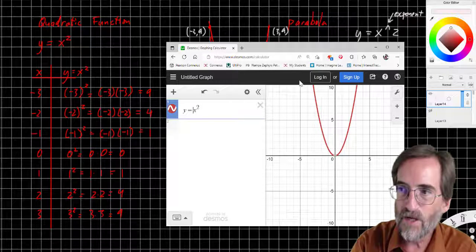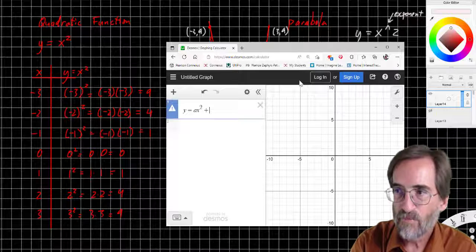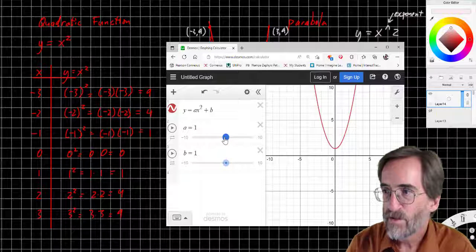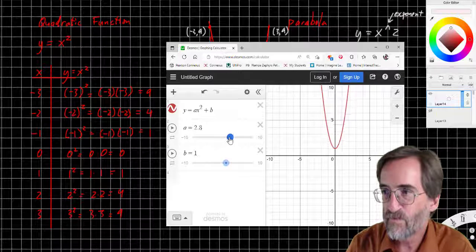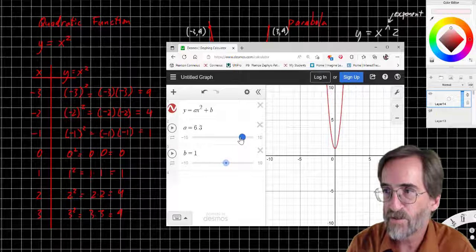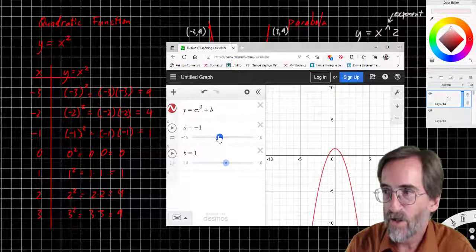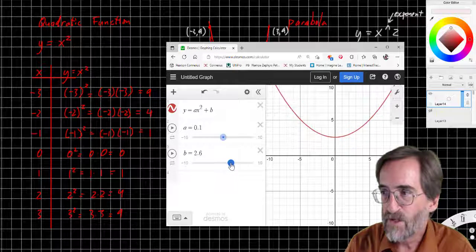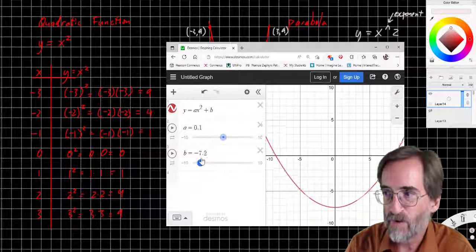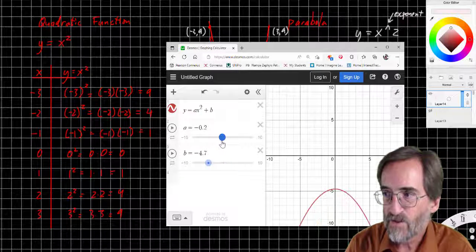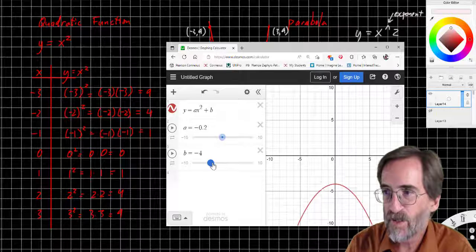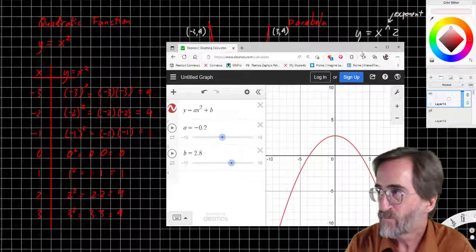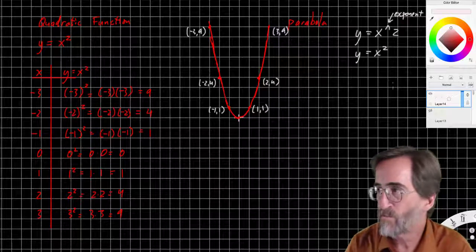Now, what's really cool is we can combine this. So we can say y equals ax squared plus b, right? I'm going to add a slider for both. So when a gets bigger, it gets taller and skinnier because it's being multiplied. When a goes negative, it flips upside down, so we have the flapping bird. Okay? And when b gets bigger, the whole thing moves up. When b gets smaller, the whole thing moves down. Okay, let's go with a negative coefficient on the x squared, and we can move the whole thing up, whole thing down.